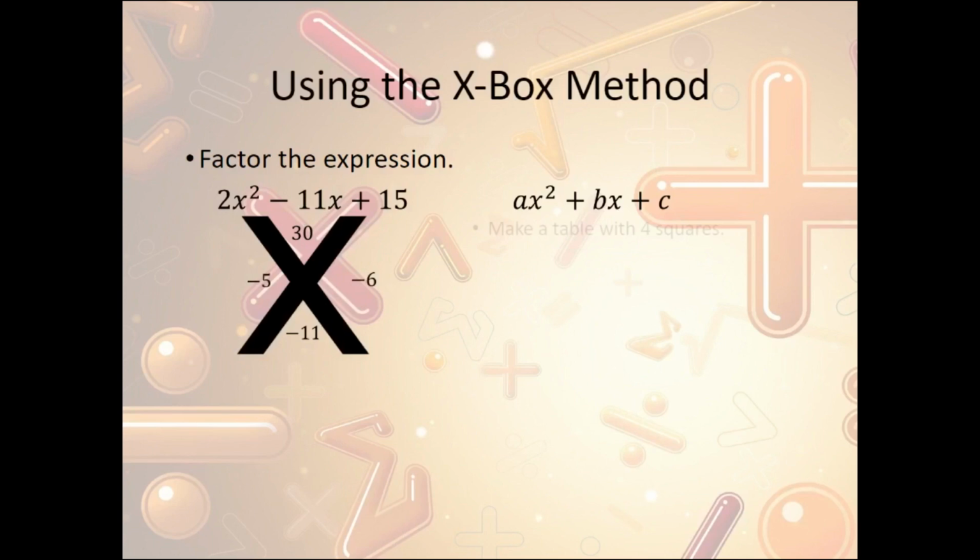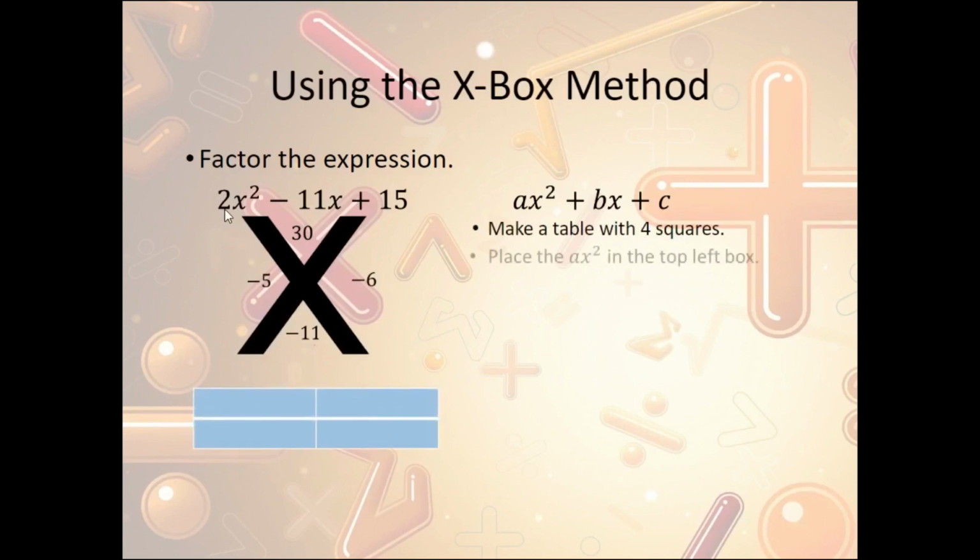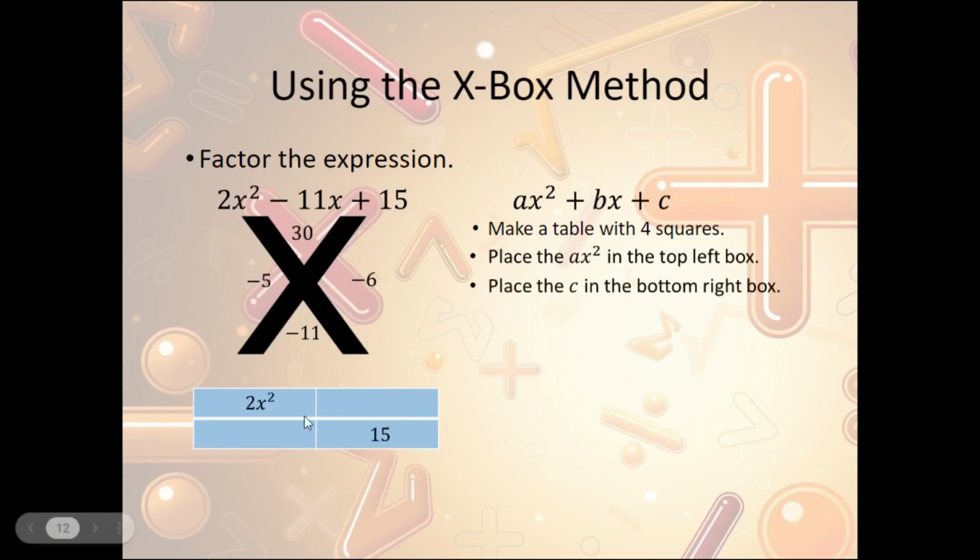Now we move to the box part. So there's our box, and we put in ax squared here in the top left. So this is 2x squared. And we place c in here in the bottom right. So that's 15, so that goes there. Then we place these parts here. So negative 5x and negative 6x go in each of these boxes. And again, it doesn't matter which one goes where.